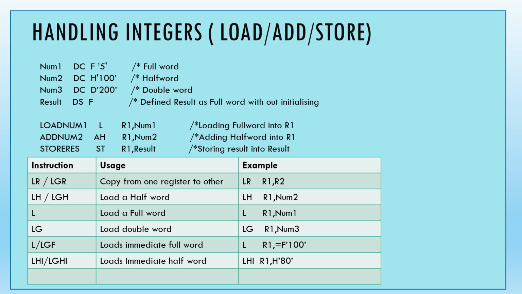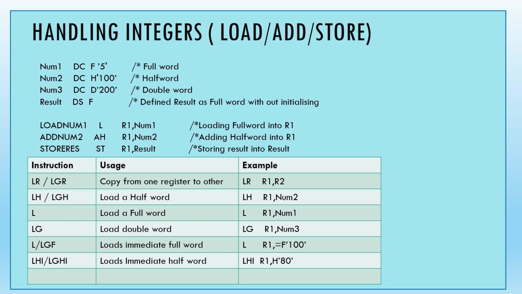LH, you are loading a halfword, just like we saw earlier. Whenever you are doing halfword related operations, you see the H there. Load a halfword: you are taking LH R1, num2. What variable is num2? It is a halfword, and you are storing it in the R1 register.